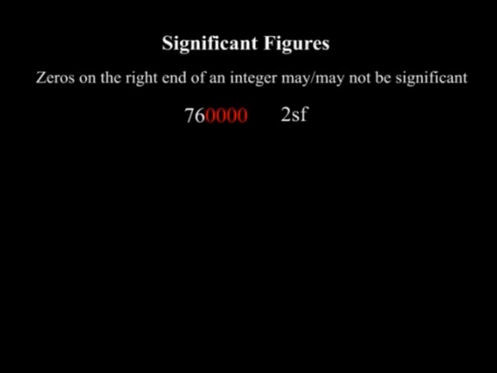Now, conversely, to 6 significant figures, all the zeros are significant. Interesting. So if you want to correct to 3 significant figures, the last 3 zeros will not be significant. If you correct to 4 significant figures, the last 2 zeros will not be significant. Of course, to 5 significant figures, the last zero will not be significant.